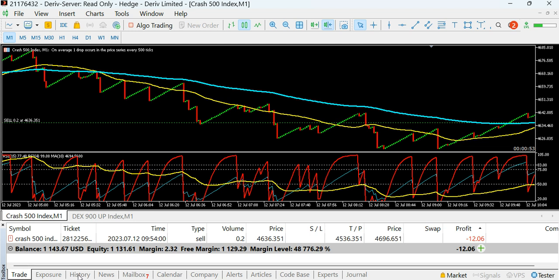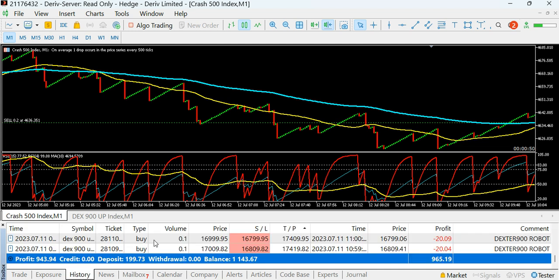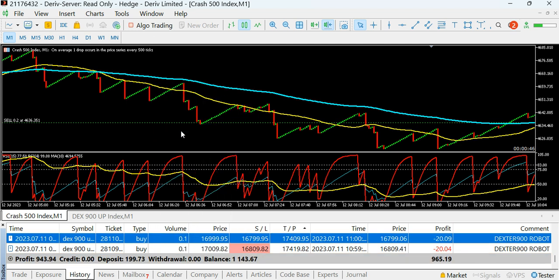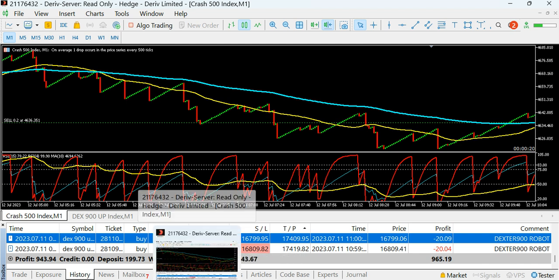If you go to History, there you can right click and then click All History, and it will show all history. And you can see that the 3 robots plus the new Dexter made $965 profit here. On a $200 account, this is pretty impressive. This is almost 500%. Dexter was incredible.